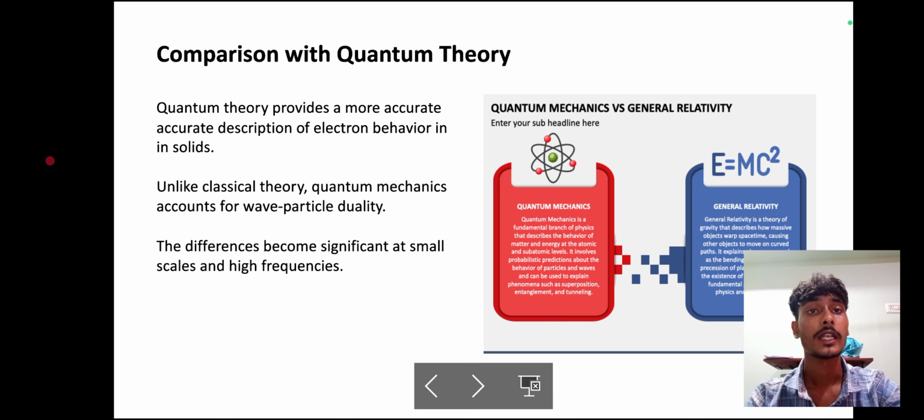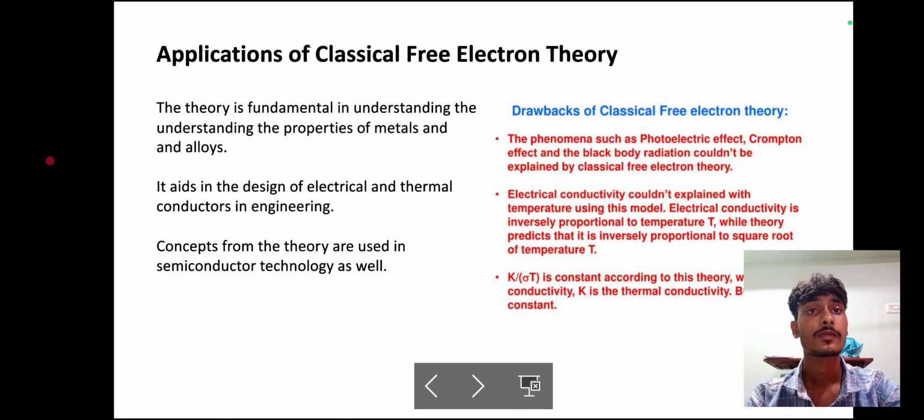Comparison with quantum theory. Quantum theory provides a more accurate description of electron behavior in solids. Unlike classical theory, quantum mechanics accounts for wave-particle duality. The difference becomes significant at small scales and high frequencies.